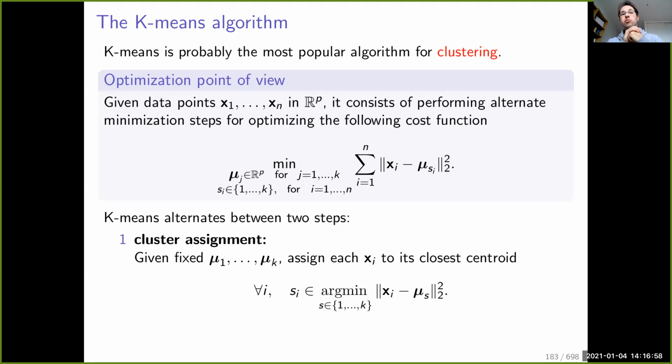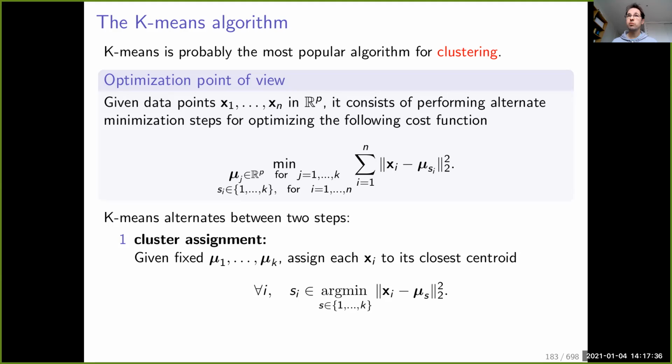Perhaps something that you do not know is that k-means can be seen as an optimization method that iteratively minimizes an objective function. So given data points x1 to xn that live in R^p, k-means alternates between two steps. Given a set of k centroids, which are vectors that represent the data, there is an assignment step that will assign every data point to the closest centroid.